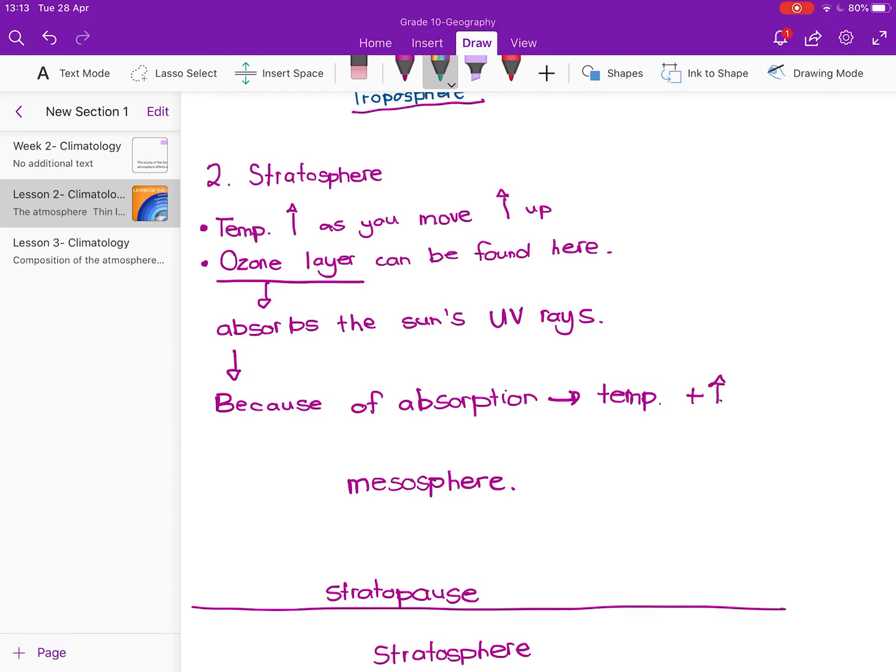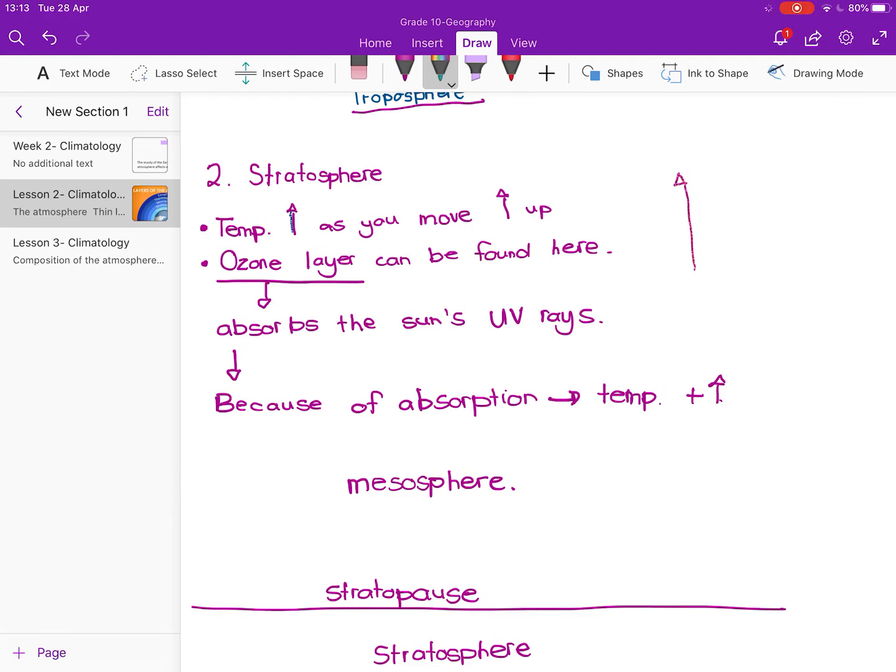Alright, the second layer that is just the one above the troposphere is called the stratosphere. So the stratosphere is different again. As you go up, as you go higher in height, the temperature increases. Okay, so as you go up in height, the temperature increases.